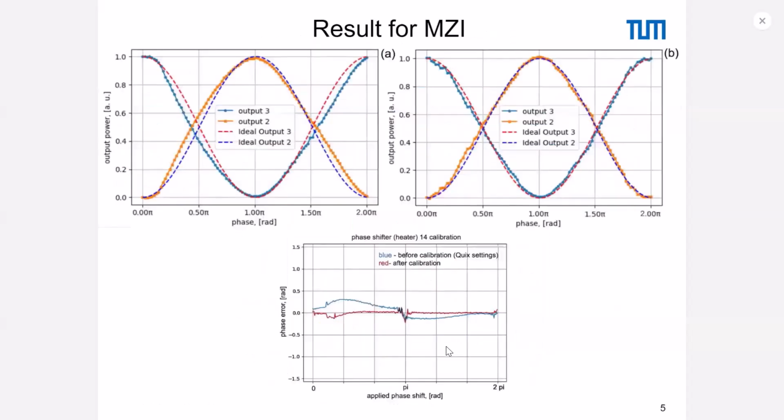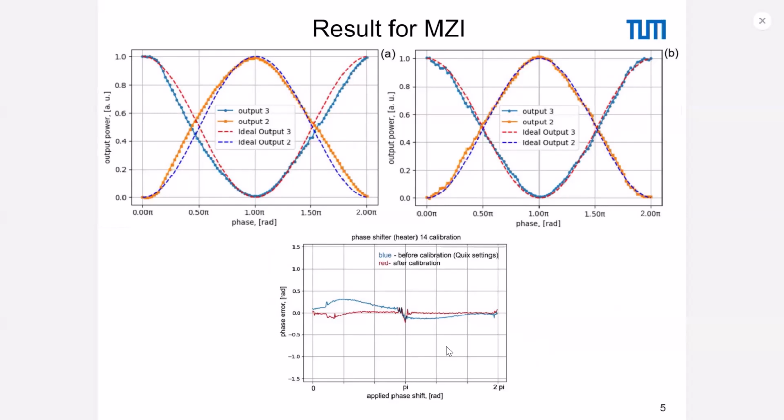So before recalibration and after recalibration, you can see we have quite a dramatic improvement of our error in comparison to the analytical equation. This is how the error looks before and after. The blue line is before, and the red line is after. Here is also the dashed line, and we can see it's quite nice. However, this is everything for the MZI.